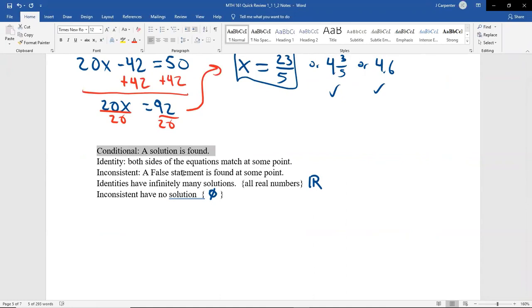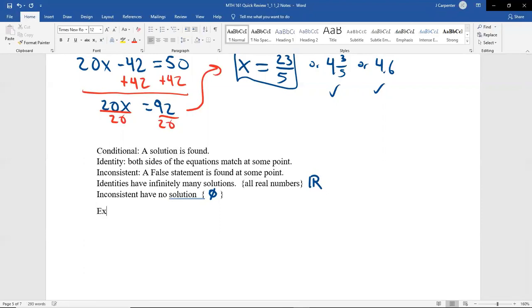Identities means everything is a solution, essentially. Inconsistent means nothing is a solution. So identities means that you get a true statement. Inconsistent means false. False is the opposite of true. Identities have everything as a solution. Inconsistents have nothing. Everything is the opposite of nothing.